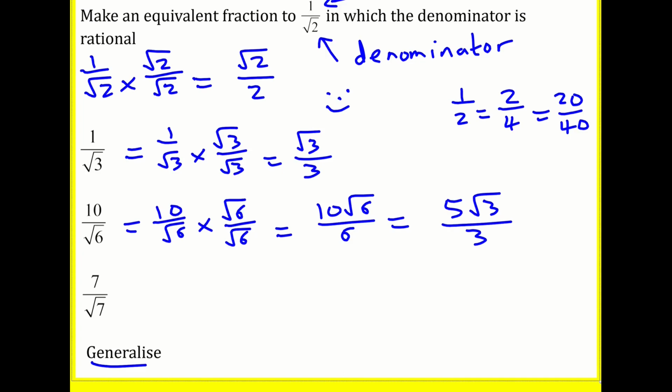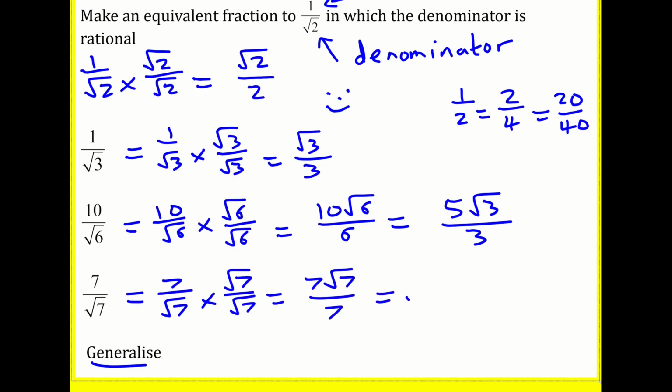7 over root 7, times through by root 7 over root 7, which is going to give me 7 root 7 over 7, which actually just becomes root 7. And that makes sense, doesn't it? If I have a number and I divide by its root, I'm going to get back to the root because when I times the two roots together, I get the number itself.